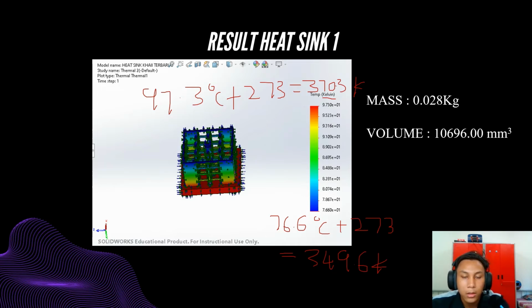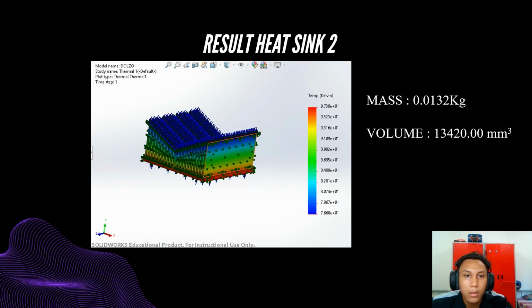And for heatsink 2, the mass is 0.0132 kg and the volume is 13420 millimeter cube. The temperature is the same as heatsink 1, which at the cold side is 76.6 degrees Celsius, and at the hot side is 97.3 degrees Celsius.